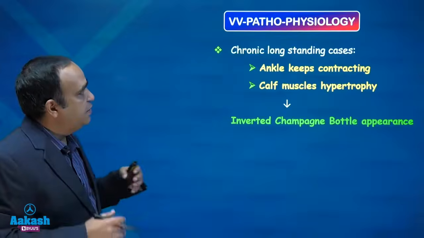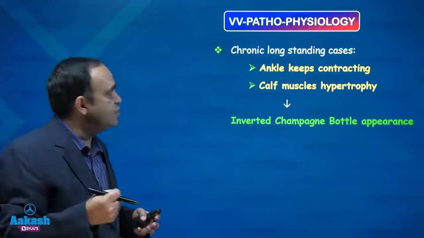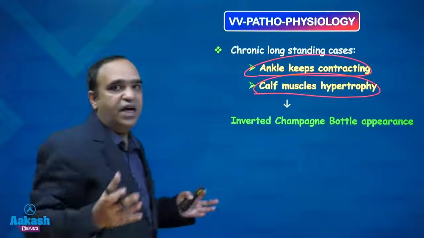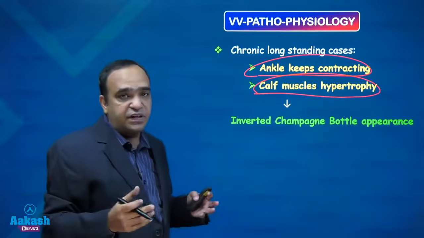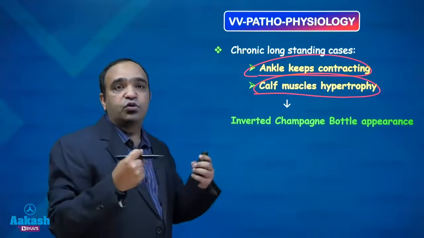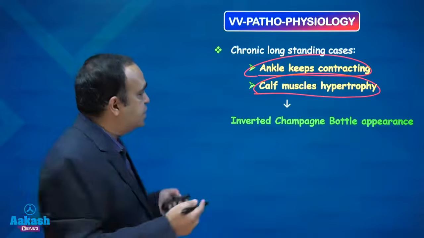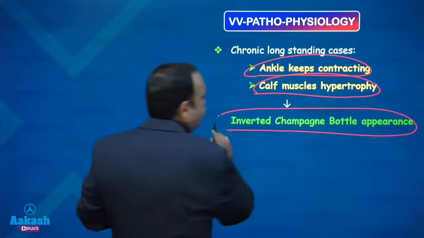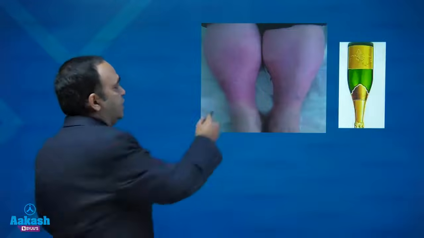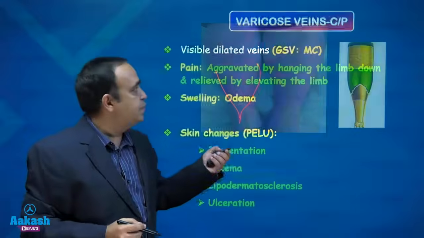Okay, then further on, in chronic long-standing cases, because of dermatosclerosis, ankle keeps on contracting, and simultaneously, because there is higher pressure in the venous system, superficial venous system, deep veins have to exert more pressure, calf muscle has to push blood towards the heart a bit more, so it gets hypertrophied, and this typical appearance of the leg is known as inverted champagne bottle appearance, right? This is how the limbs become. Okay, so inverted champagne bottle appearance, very important.